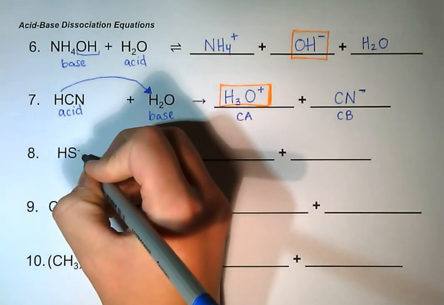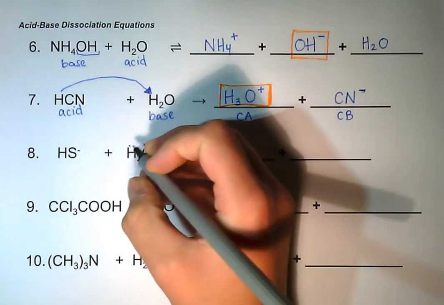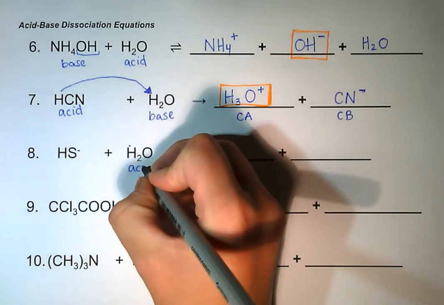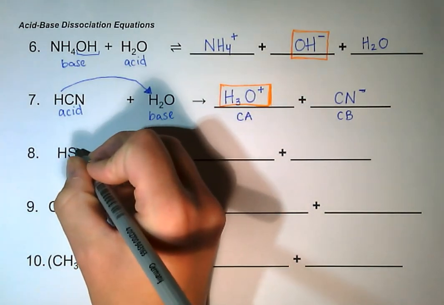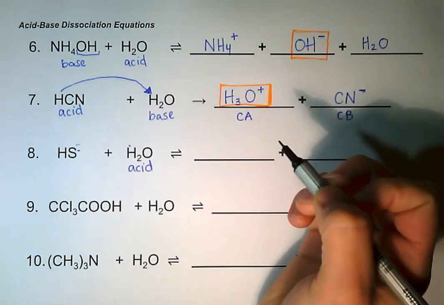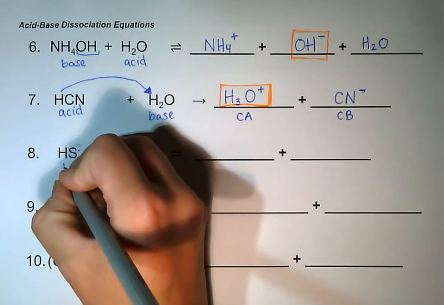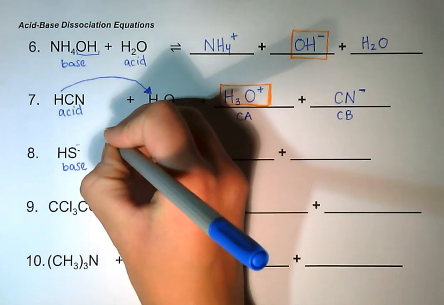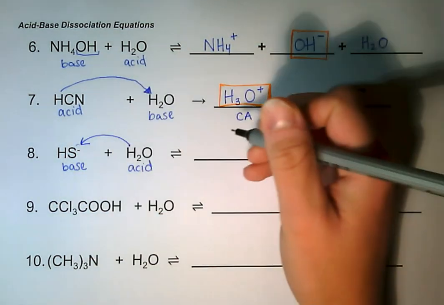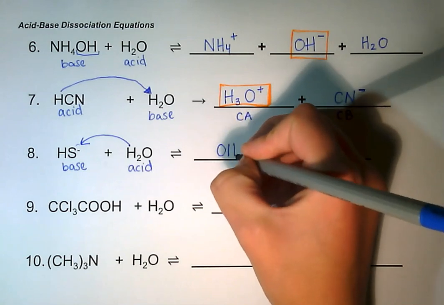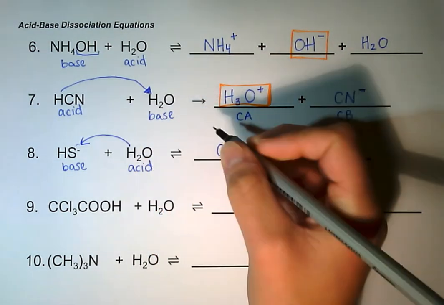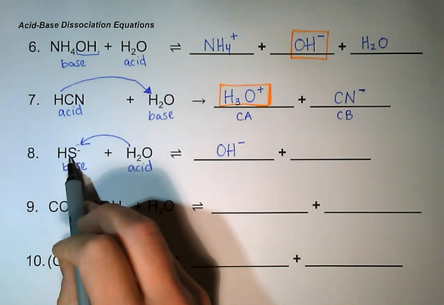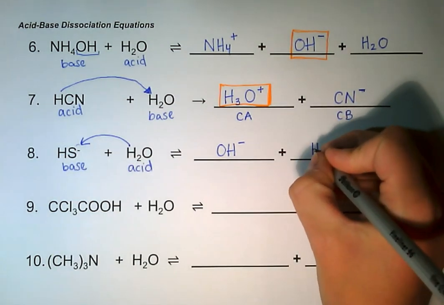But here, because we have this negative sign, we're going to assume that water is behaving as the acid, and the HS with the negative sign wants to gain a proton and become neutrally charged. So HS minus is going to behave as the base. And so proton being donated, we end up with just OH minus because H2O lost that proton, and then we end up with H2S.